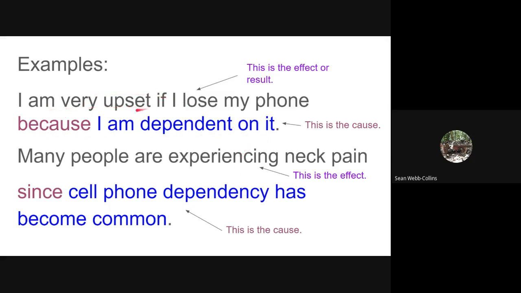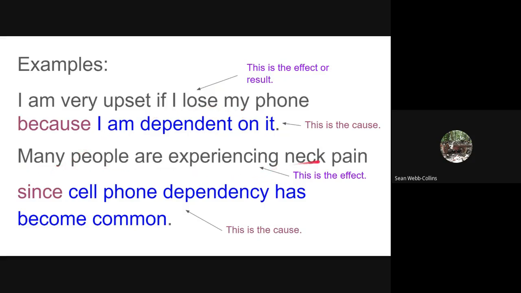Becoming very upset is the effect, is the result, and the cause is the dependency. The dependency causes the result of being very upset. And we noticed that in the previous slides, we had the cause first, followed by the effect or result, and this time we were able to flip it around.